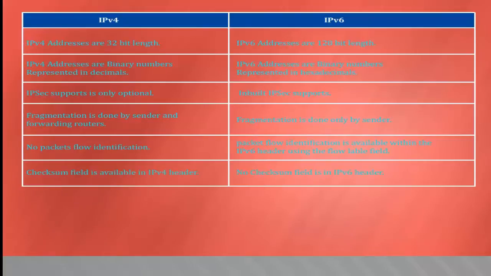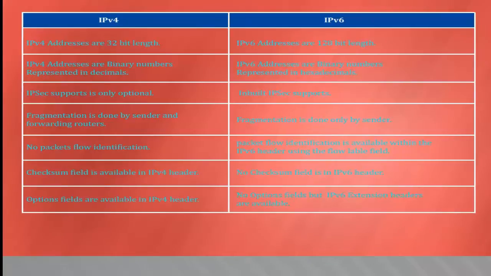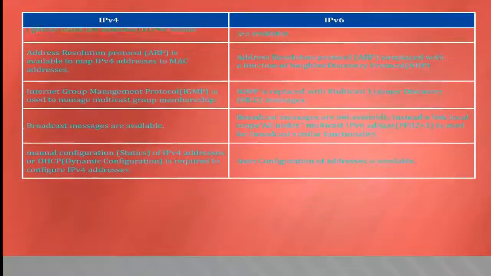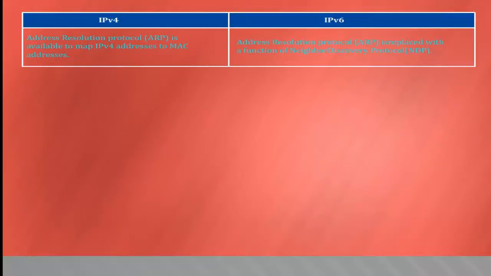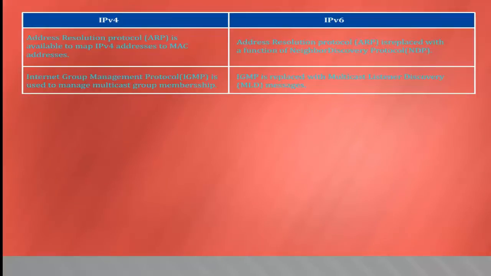Checksum field is available in the IPv4 header. No checksum field is in the IPv6 header. Options fields are available in the IPv4 header. No options fields but IPv6 extension headers are available. Address Resolution Protocol ARP is available to map IPv4 address to MAC address. Address Resolution Protocol ARP is replaced with a function of Neighbor Discovery Protocol NDP in IPv6. Internet Group Management Protocol IGMP is used to manage multicast group membership. IGMP is replaced with Multicast Listener Discovery MLD messages.